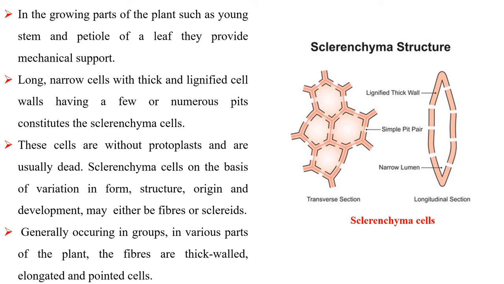Long, narrow cells with thick and lignified cell walls having a few or numerous pits constitute the sclerenchyma cells. These cells are without protoplast and are usually dead. Sclerenchyma cells, on the basis of variation in form, structure, origin and development, may either be fibers or sclereids. Generally occurring in groups in various parts of the plant, the fibers are thick-walled, elongated and pointed cells.